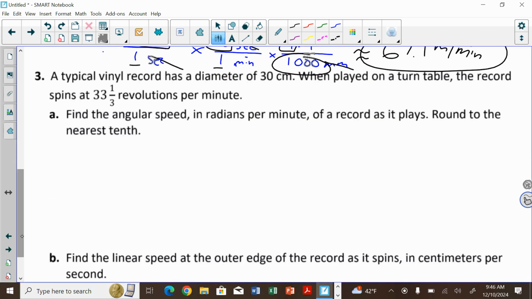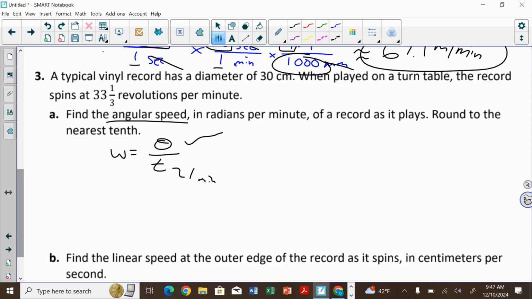All right, one more. Number 3. So it wants the angular speed. We've got a typical vinyl record, diameter 30 centimeters. Played on a turntable, the record spins at 33 1/3 revolutions per minute. Okay, so again, just going through it, the first one says find the angular speed. So angular speed is theta over time. We've done that. I know my time is 1 minute. I've got to find my theta, which is going to be 33 1/3 times 2 pi because of the rotation.